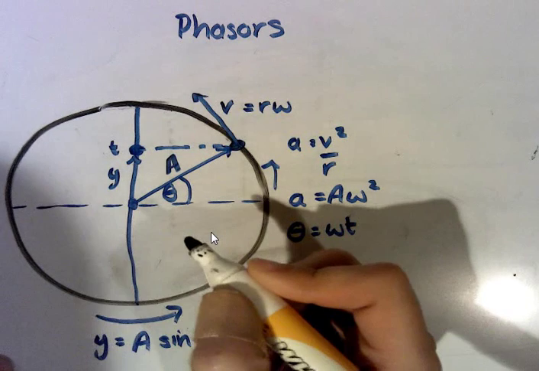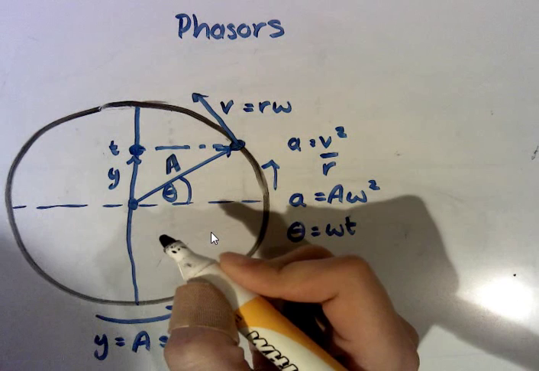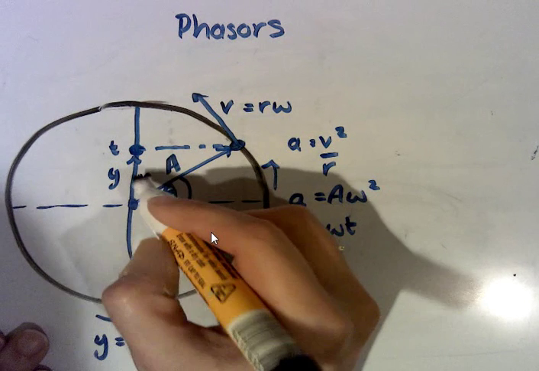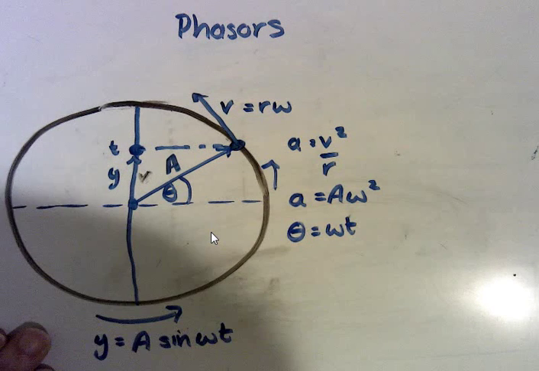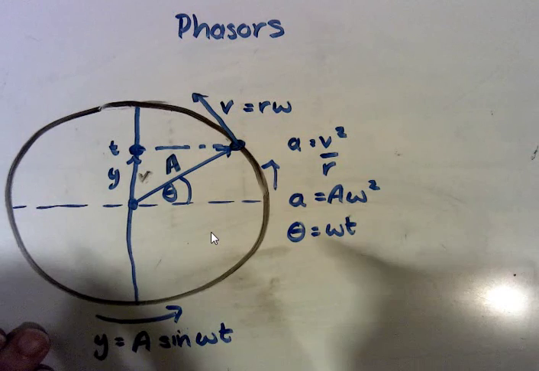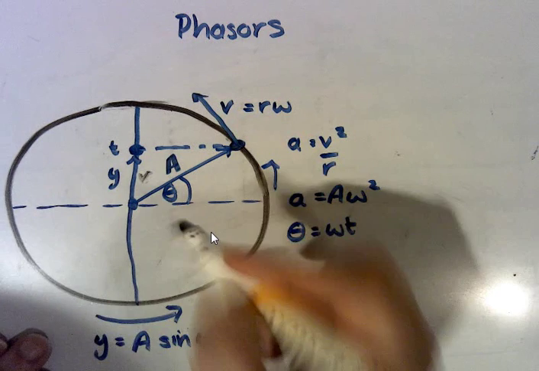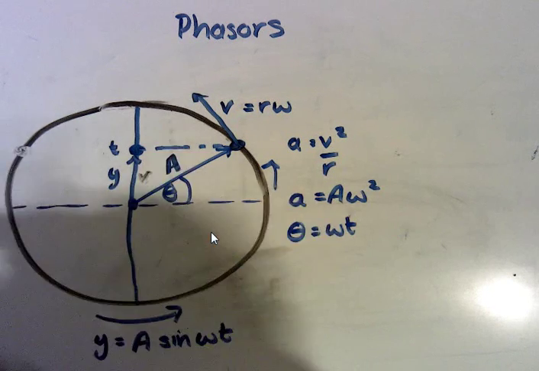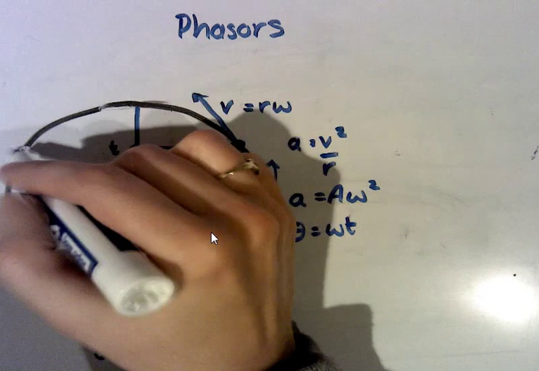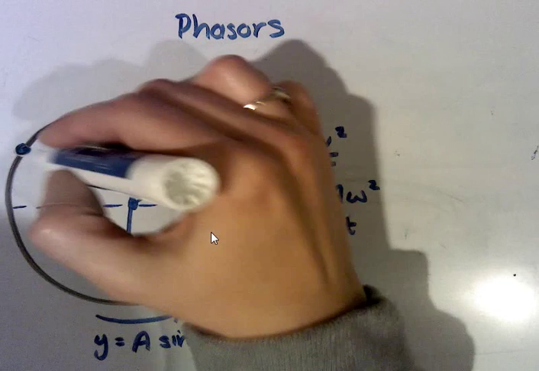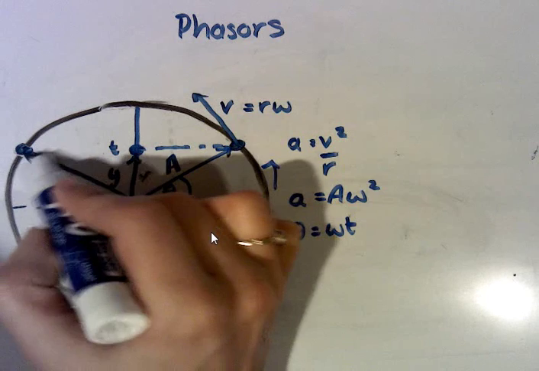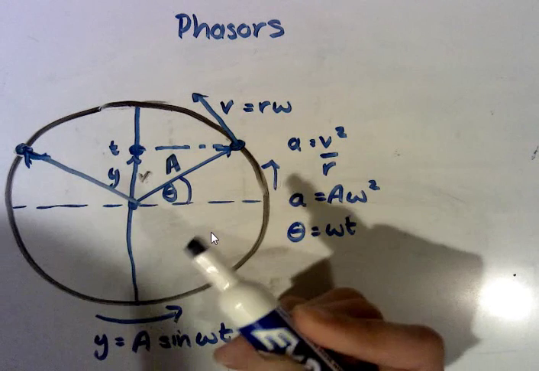Okay, this will be our velocity vector. Now we've said already that velocity is RW. So we're going to be looking at this now as velocity. RW is also going to be the same as AW, because we know that our radius here is the same as the amplitude. And again, it's going to move through an angle of theta, and theta is equal to WT.